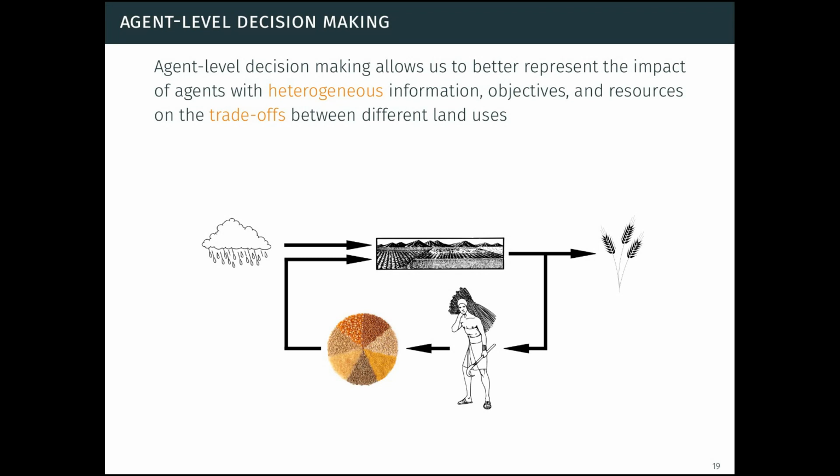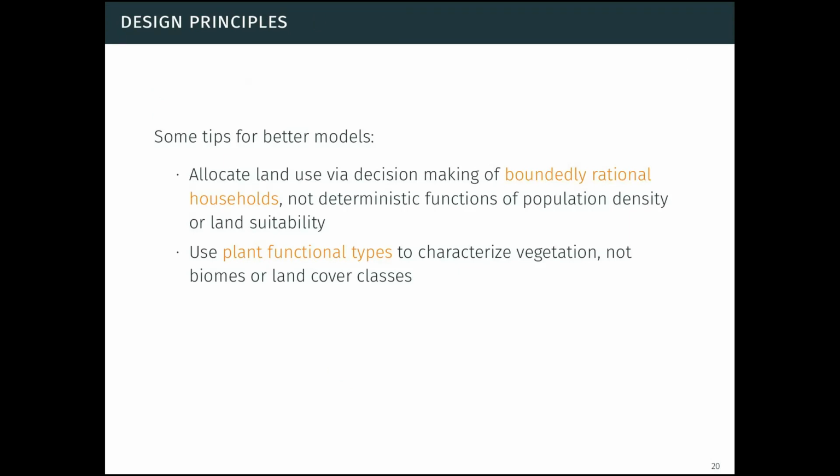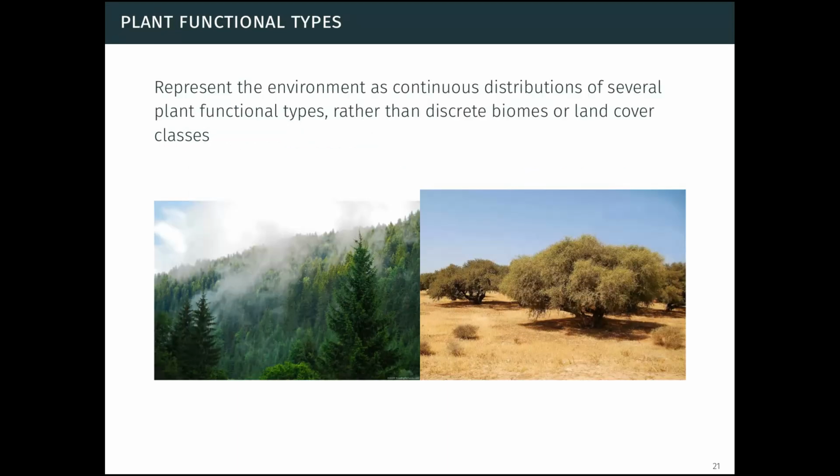Another design principle we can incorporate into our agent-based models is using plant functional types instead of biomes or land cover classes to characterize vegetation. PFTs are basically classes of plants that are more or less similar. You can think of a grass as a plant functional type, or a deciduous tree, or a temperate broadleaf tree. And so what the land surface models do is they represent the land surface as combinations of these components.